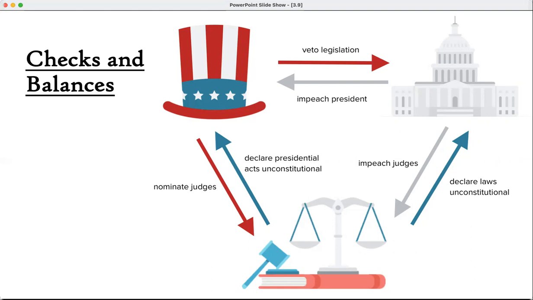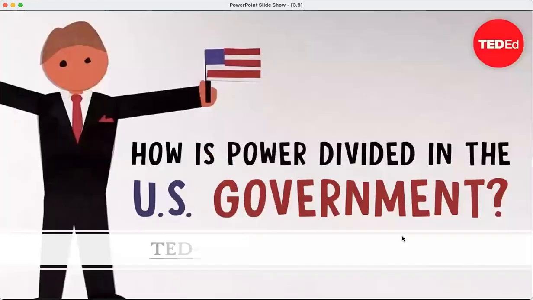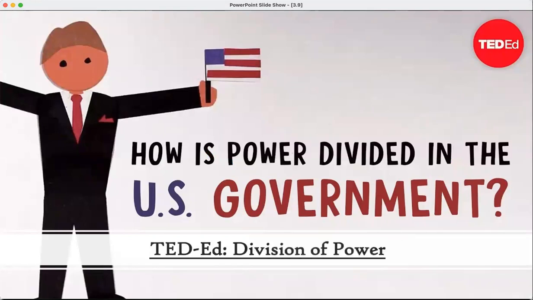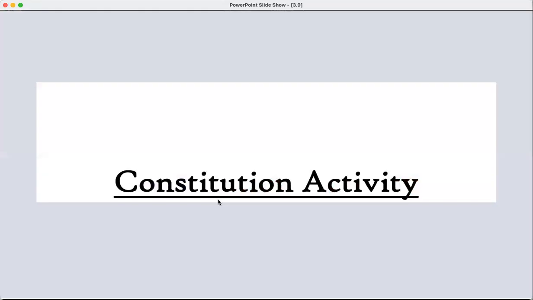All right, what about the Supreme Court? Well, the president chooses the judges for all federal courts, right? They nominate judges. But Congress has the power to impeach judges. If they don't like a judge, if the judge has broken the law, they can impeach them and remove them from office. All right. So there's a great TED Ed on how power is divided in the US government.